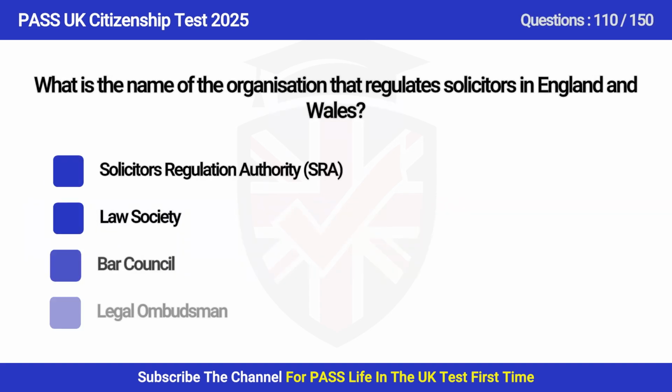Question 110. What is the name of the organization that regulates solicitors in England and Wales? A. Regulation Authority. B. Law Society. C. Bar Council. D. Legal Ombudsman.